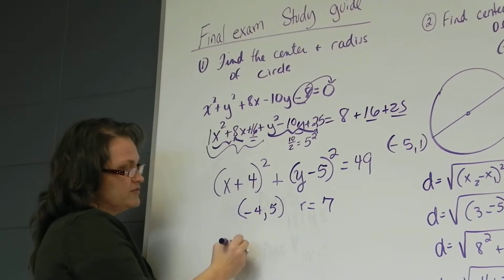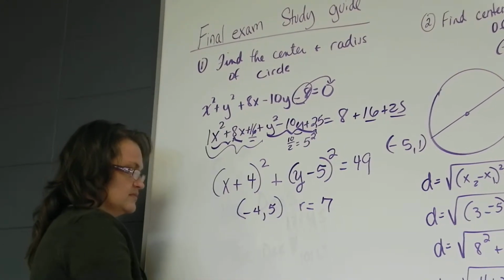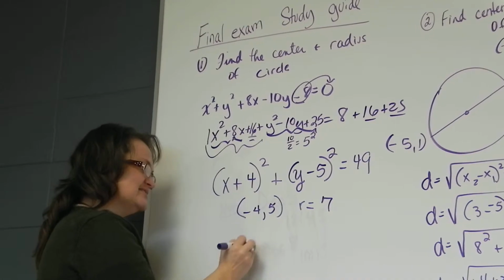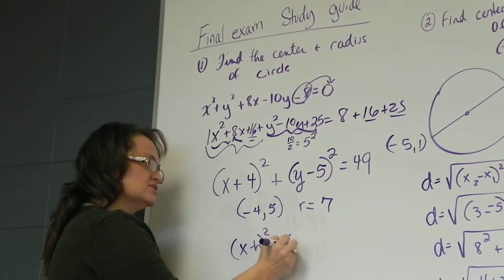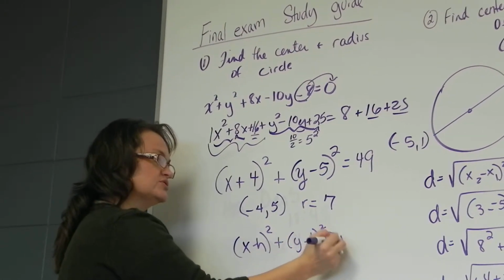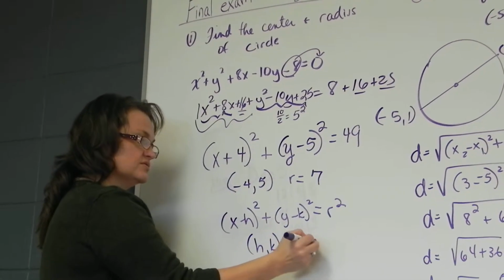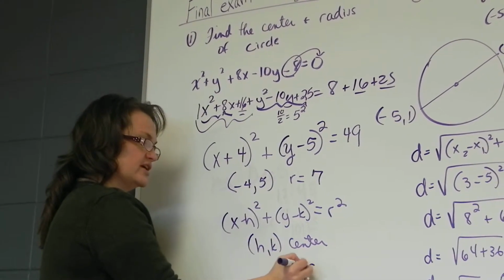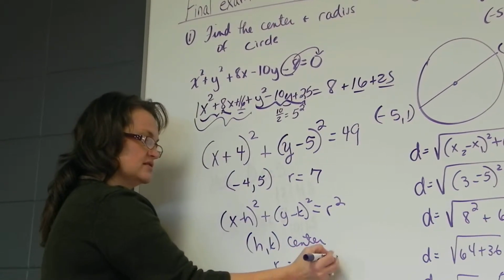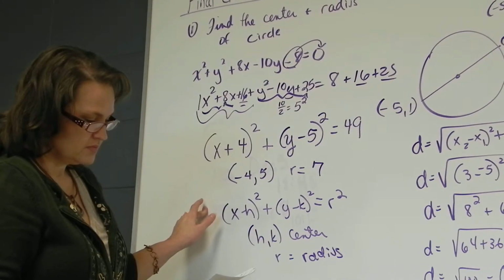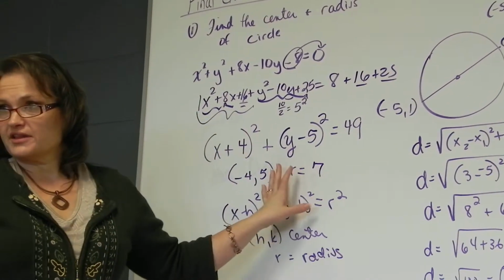The formula you need for that, if I can write it, is x minus h squared plus y minus k squared is equal to the radius squared, where h and k represents the center and r represents the radius. That is the generic equation for a circle. Okay, so questions on that?